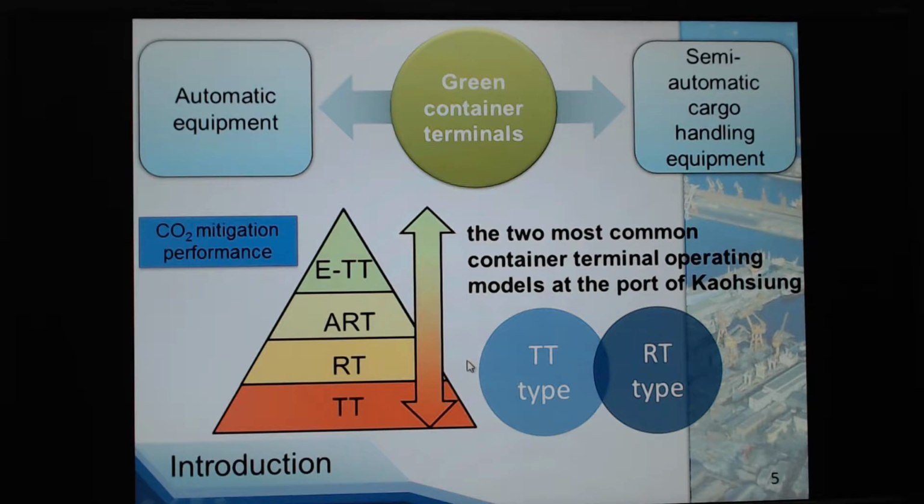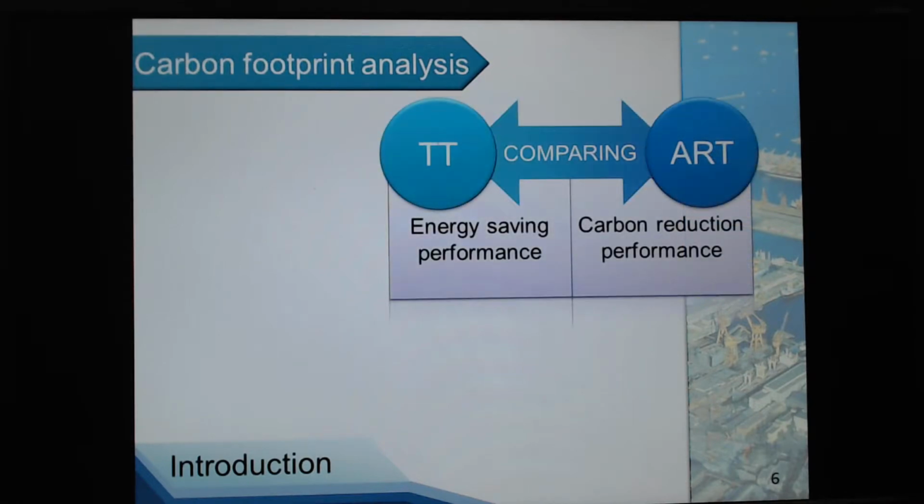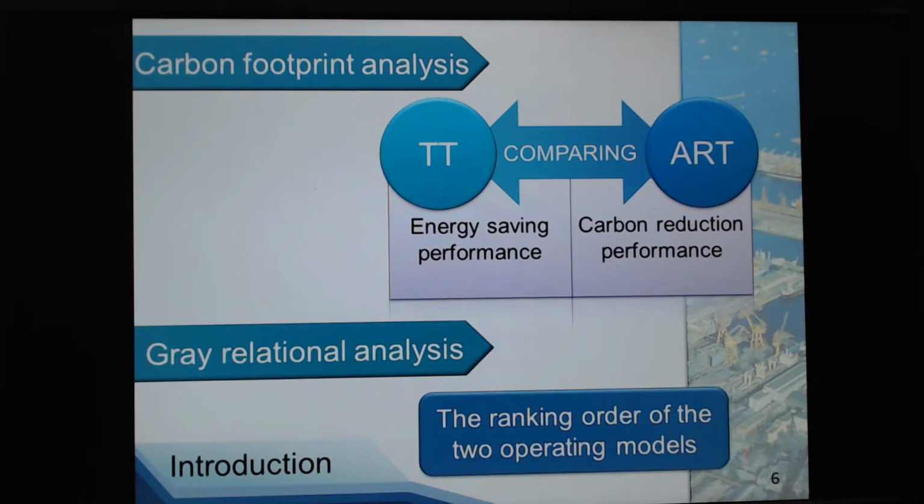So that's why I wrote this paper, to make a comparison between the TT and the RT. TT means tire transtainer, and ART, and their performance. Our paper uses carbon footprint analysis of the TT and ART, especially on energy saving performance and carbon reduction performance, and uses GRA to calculate the ranking order of the two types of operating model.